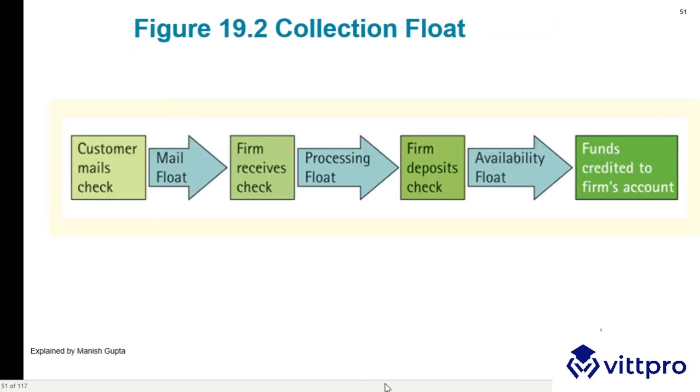Something called collection float happens normally when you are not actually able to get digital transfers. There is always a collection float, meaning how much money is lying in transit, right? For example, a customer mails you a check. The firm receives the check, which is the processing float, then they deposit it into the bank, then the money is credited into their account. The more time it takes, the higher the collection float, and because you are not able to use that money for that period of time, there is a loss. The idea is to reduce the collection float.